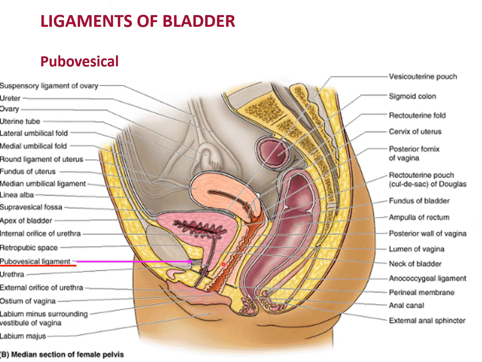The ligaments of the urinary bladder. As we've already discussed, the neck of the urinary bladder in females is connected to the lower border of the pubic symphysis by pubovesical ligaments, and these become the puboprostatic ligaments in males.